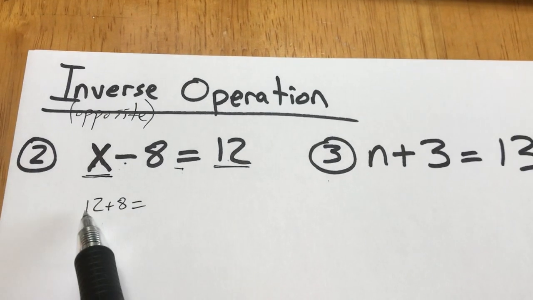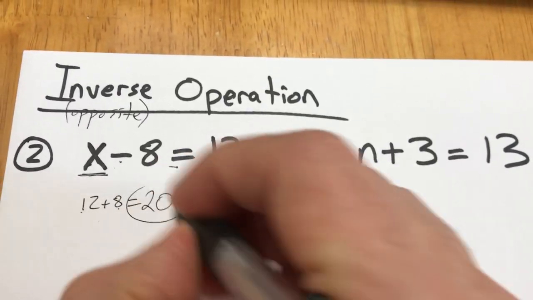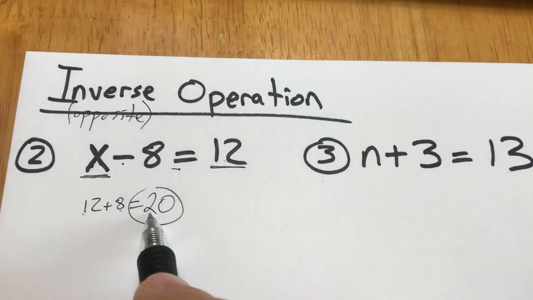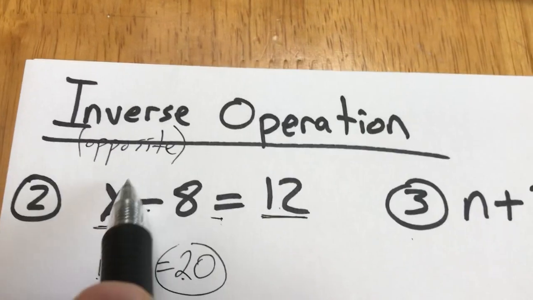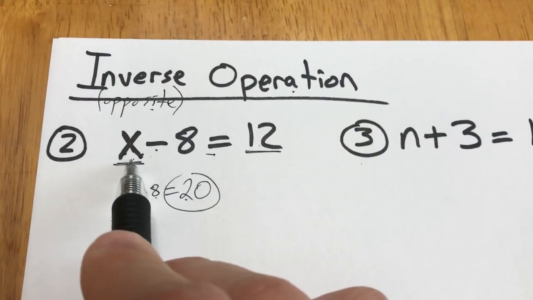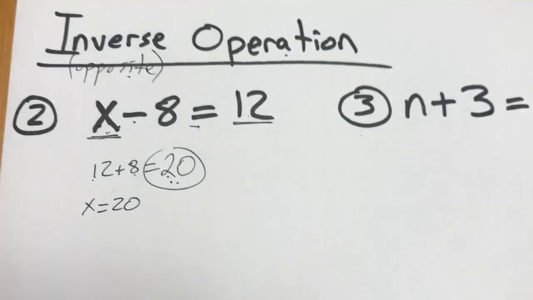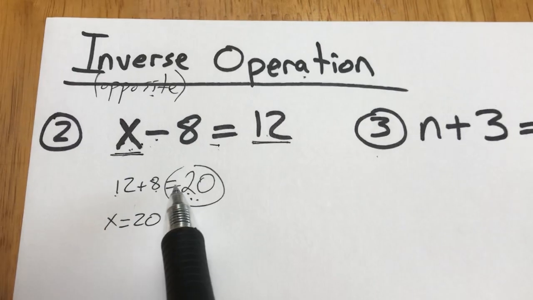So I know that 12 plus 8 is going to be 20. So 12 plus 8 is 20. That means when I go back up here, this is that opposite or inverse operation. So x has to be 20. So this would mean x is equal to 20. And then we can check this work as well.